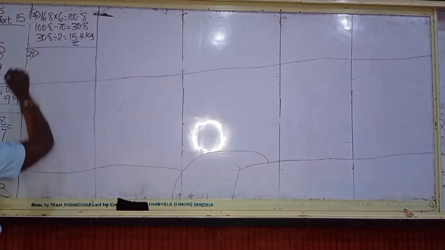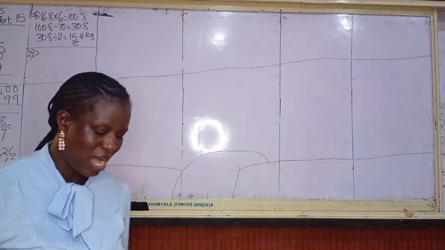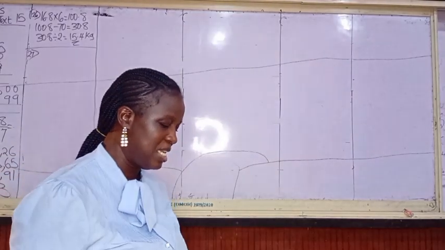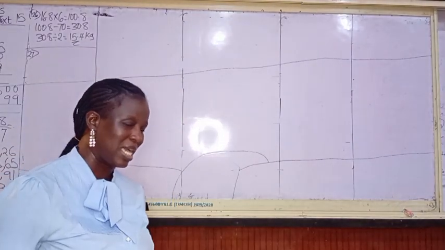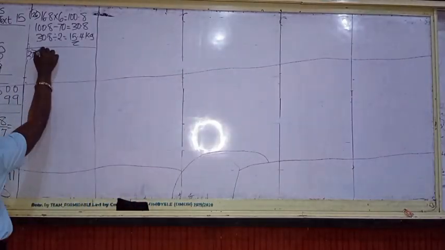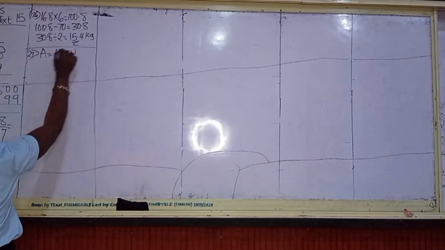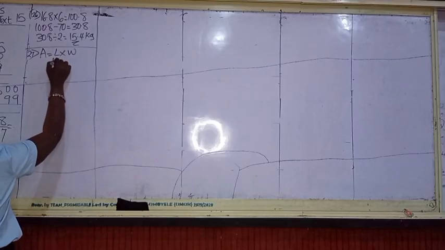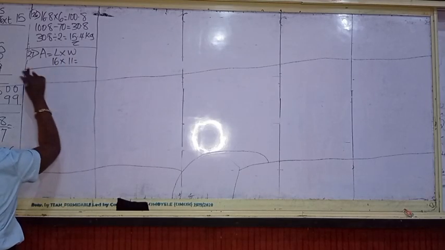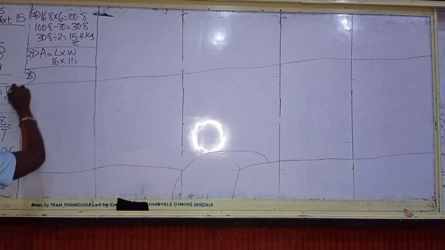Number 27. Find the area of carpet which covers the floor of a room 16 meters long, 11 meters wide, and 9 meters high. The area is length times width. And we are told that the length is 16 and the width is 11. So let's multiply this and have the answer in the comment section.